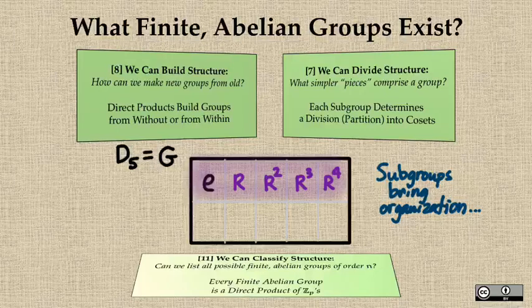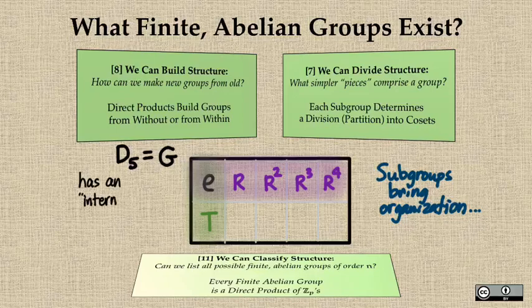So for example, the cyclic subgroup generated by the rotation by 72 degrees of the pentagon. That cyclic subgroup consists of these 5 elements: the 4 powers of R, and then the 5th power of R, which would be the identity. There's also another subgroup that would be just the identity element and the reflection of the pentagon, E and T. That's a subgroup as well. It's got 2 elements in it.